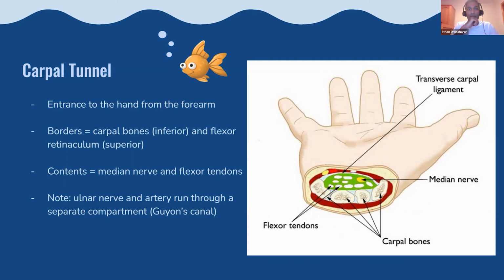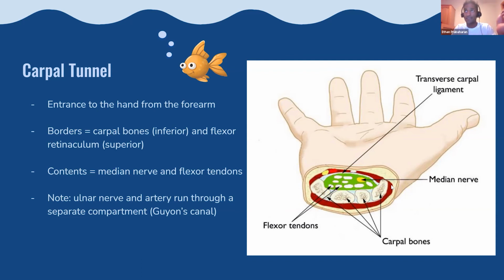One important anatomical area of the wrist is the carpal tunnel, and basically it's the avenue to the hand for our neurovasculature and our muscle tendons. So it's the entrance to the hand from the forearm. So we have a bunch of carpal bones which form the floor of this tunnel, and the roof is actually a ligament called the flexor retinaculum. So it's a roof that connects these bones.